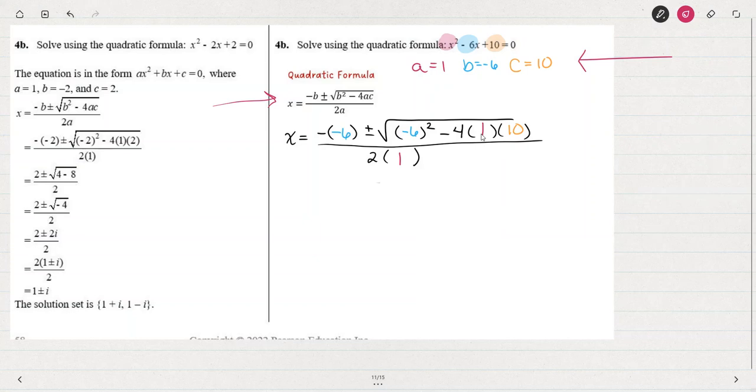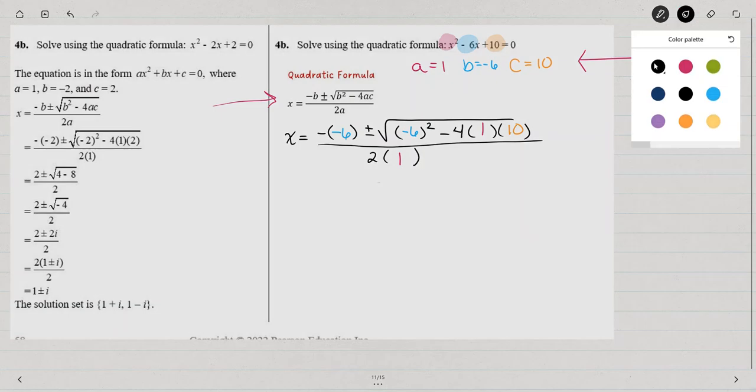So I could double check. B is negative 6. B is negative 6. Minus 4. A is 1. C is 10. All over 2 times A is 1. So it looks like we're good to proceed.